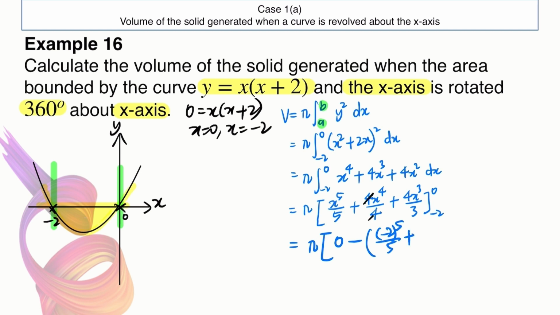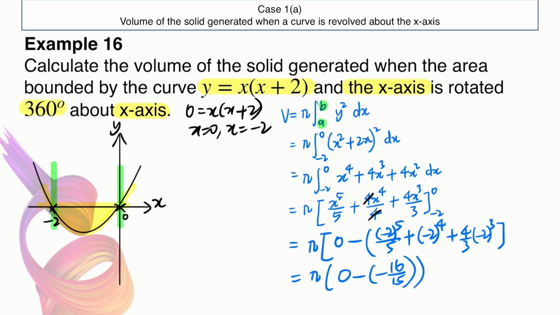Here is 1, 4 divided by 4. So negative 2 to the power of 4, plus 4 over 3 times negative 2 to the power of 3. Now, just find the value in your calculator. You will get your answer, which is pi times 0 minus 16 over 15. And our final answer is 16 over 15 pi unit cubed.